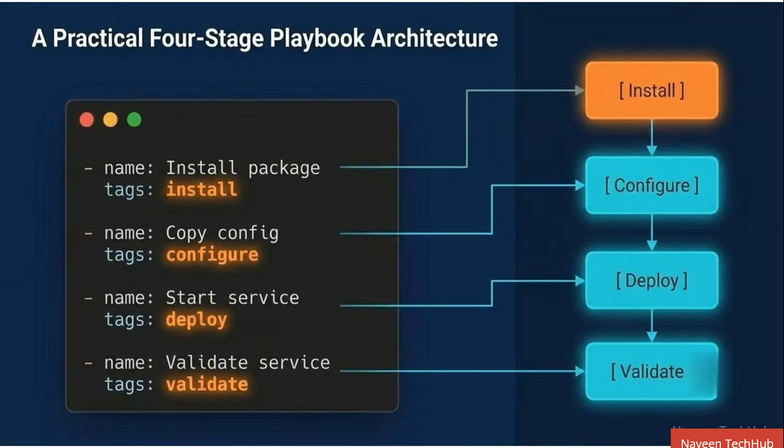Here is a practical playbook structure. We have 4 logical stages: install, configure, deploy, and validate. Each task receives a corresponding tag. This makes the playbook easier to operate because we can execute the complete workflow or target only one stage when required. This type of organization is especially useful in deployment automation.